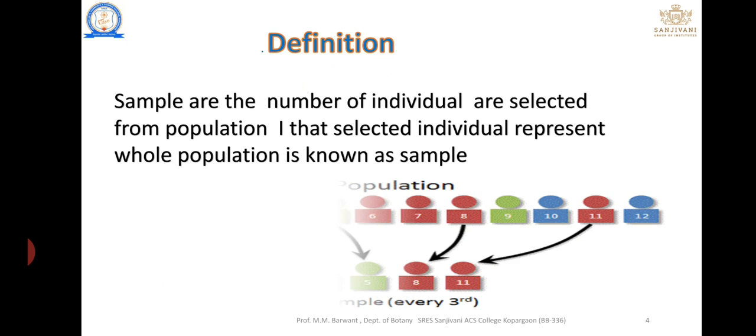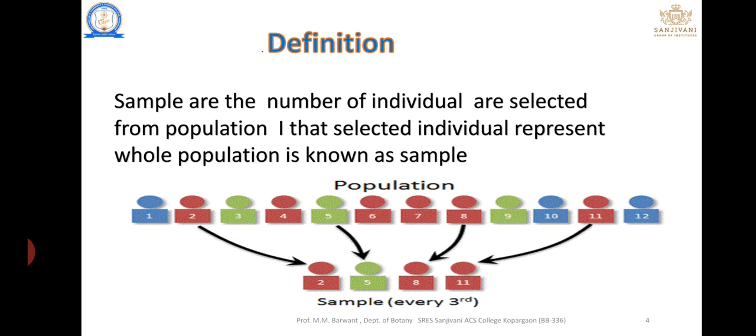Let's see first what is a sample or sampling. A sample is a number of individuals selected from the population. That selected group of individuals represents the whole population, and that is known as a sample. In our figure, there is a population. From the population, some individuals are selected, and that is known as a sample. Sampling is not such a difficult concept. Sampling is nothing but the selection of a number of individuals from a population which represent the whole population. That is known as a sample.